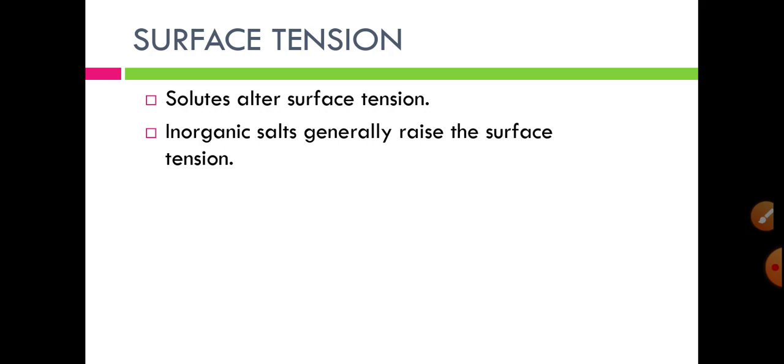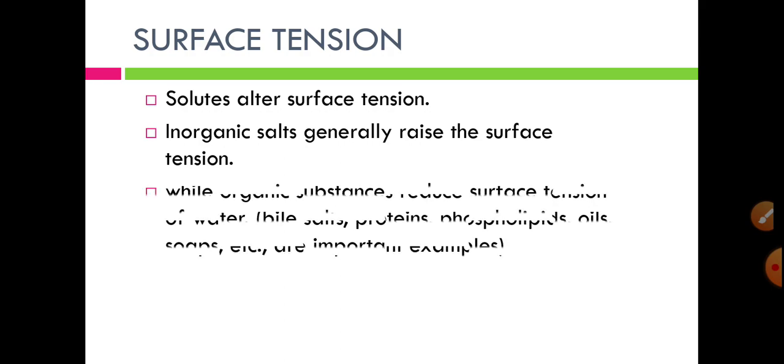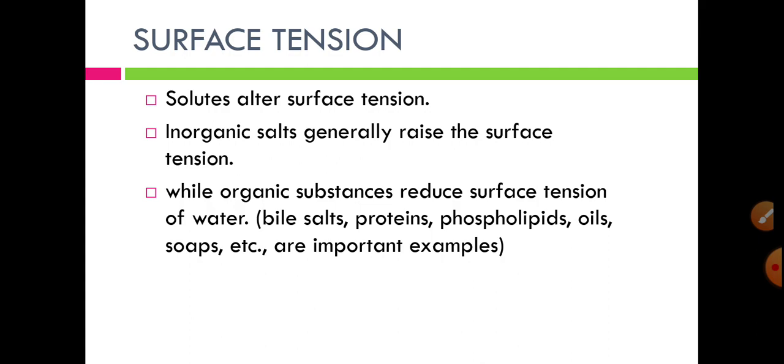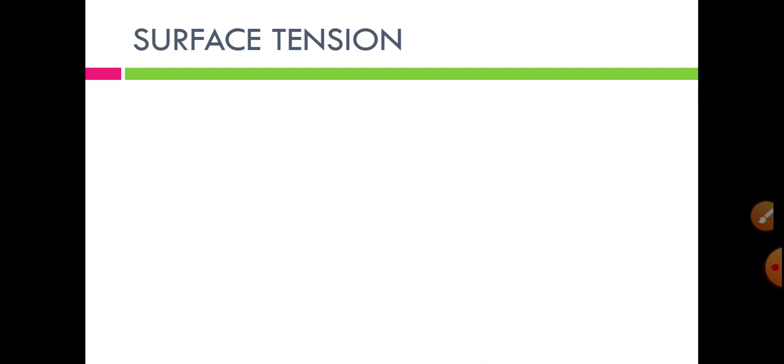Solutes alter surface tension. In a substance various solutes are present, and the character of those solutes alters the surface tension. If the solutes are inorganic salts, then they generally raise the surface tension, while organic substances reduce the surface tension of water. Bile salts, proteins, phospholipids, oils, soaps. These are some examples of organic substances, and these organic substances reduce the surface tension.